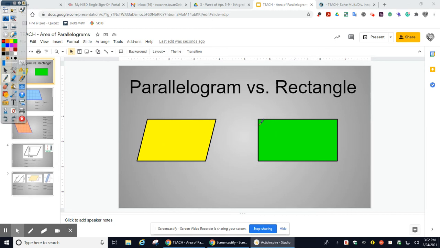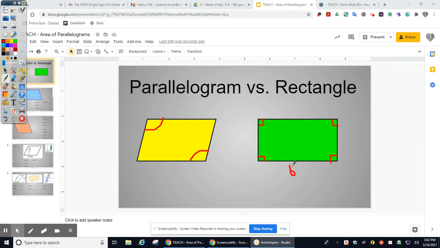One has 4 right angles, and the other one has none, right? It looks like a slanted rectangle, meaning it has 2 obtuse angles and 2 acute angles, okay? Well, in order to find a base and a height, you need to form a right angle. So it's really important when finding a base and a height.